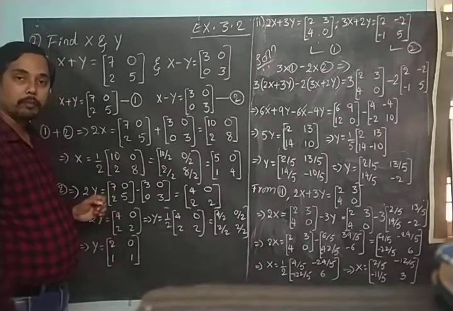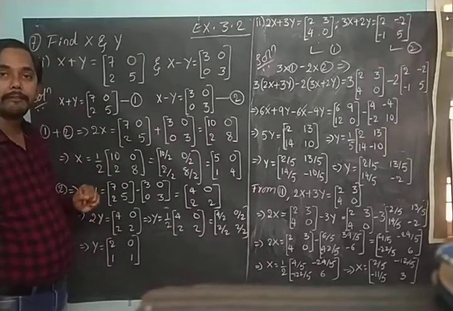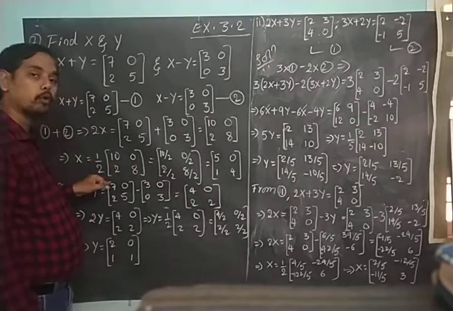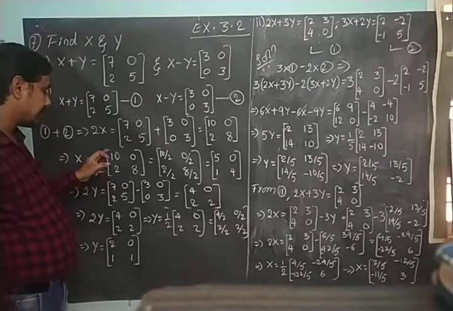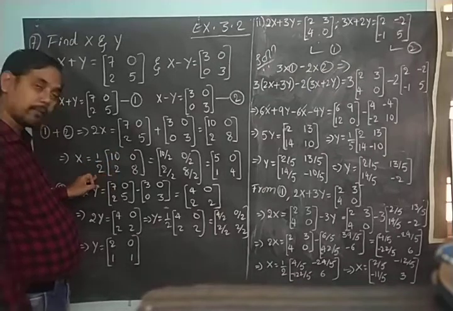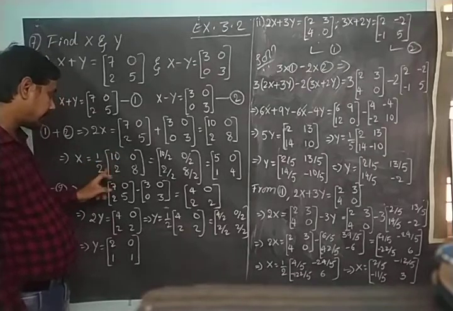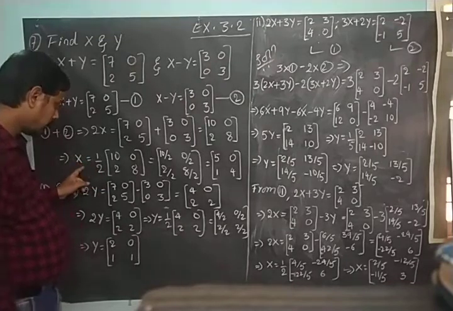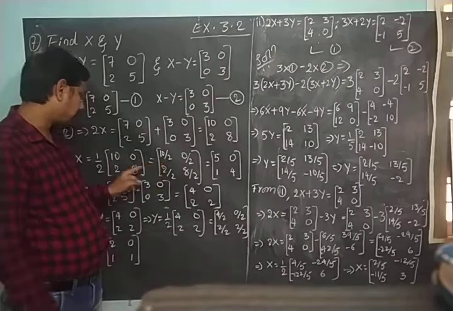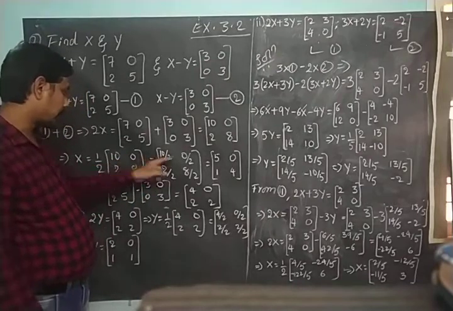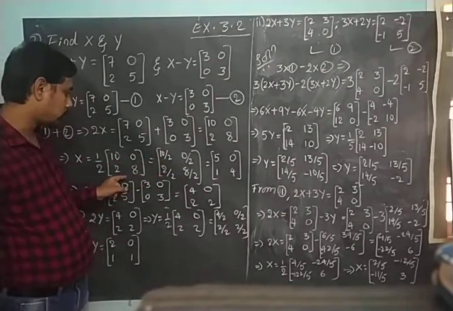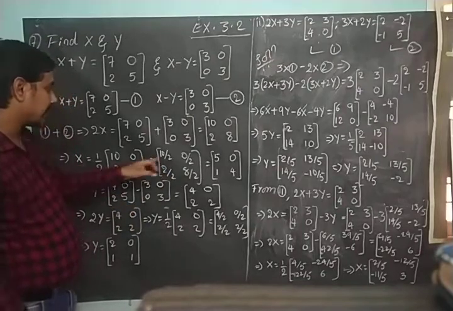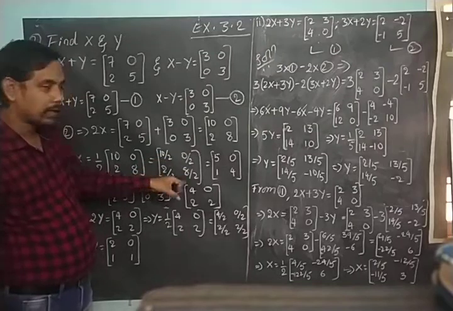When you take that 1 upon 2 inside, it gets multiplied to each and every element, or in simple words, each and every element gets divided by 2. So if I take 1 upon 2 inside, 10 becomes 10 upon 2, 0 becomes 0 upon 2, 2 becomes 2 upon 2, 8 becomes 8 upon 2. So our x will be 10 by 2, 0 by 2, 2 by 2 and 8 by 2.